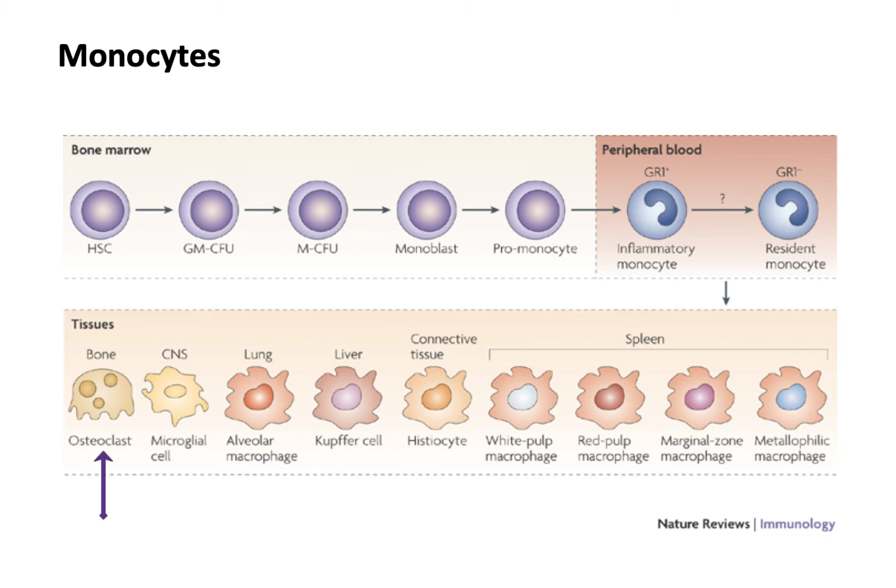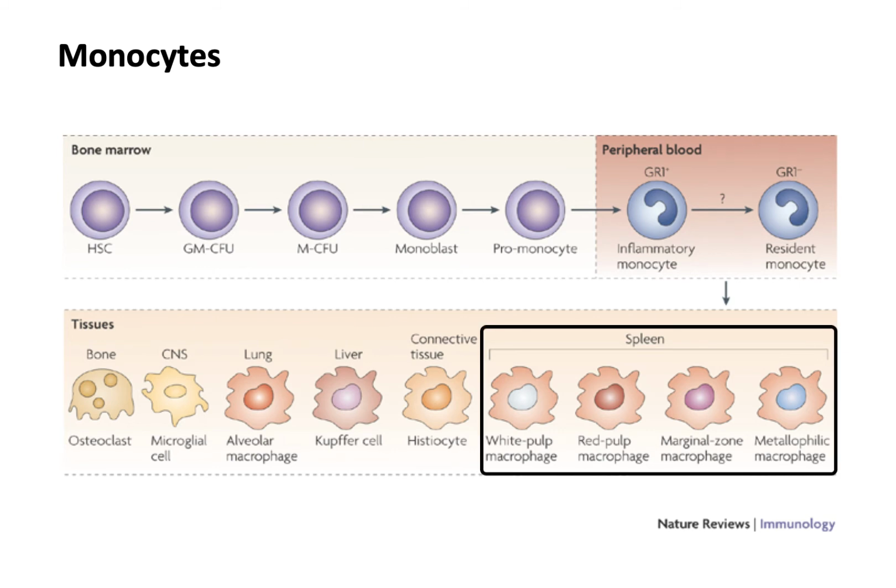So there, in the bone, there's these called osteoclasts. In the central nervous system, they are microglial cells. In the lungs, they're alveolar macrophage. In the liver, Kupffer cells. In connective tissue, they have these histiocytes. And then in the spleen, several different types of macrophage exist, ready for release in case of an invasion, an infection. White pulp, red pulp, marginal zone, and metallophilic macrophages.